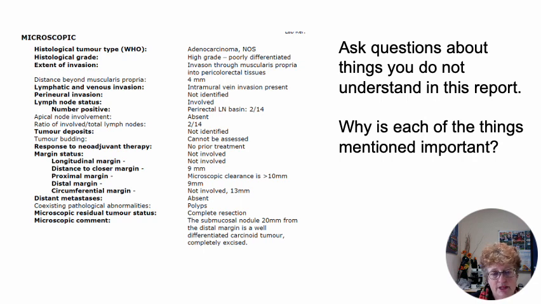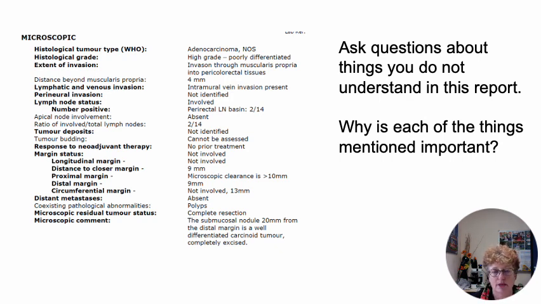Here we have response to neoadjuvant treatment. So what is neoadjuvant therapy? Neoadjuvant therapy is where people get chemoradiation before they have the tumour removed. And this shrinks the tumour down. It means that the margins are much easier to be resected, but this person didn't have any prior treatment. The margins were not involved.